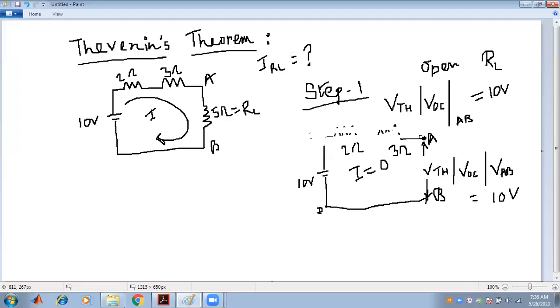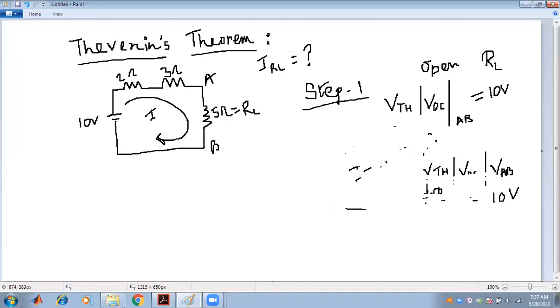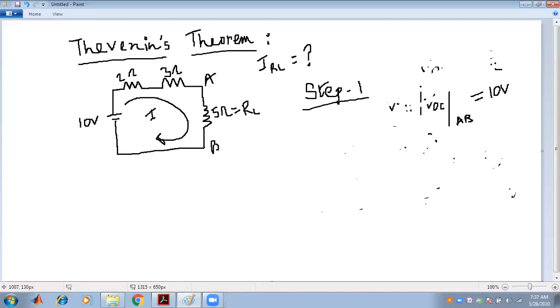Okay, so now step 2 is we have to find the R equivalent. We have done step 1. So step 2 is we have to find the R equivalent of the circuit. So how will you approach finding the R equivalent of the circuit? It will be our second step. So VTH is 10 volt, which is known to us.